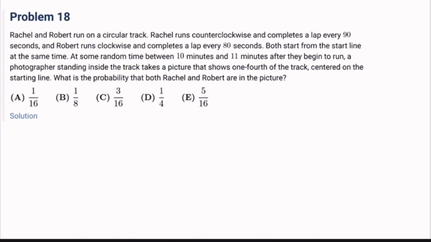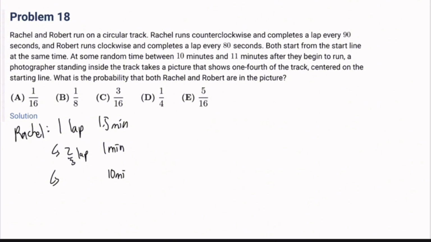Look at Rachel first. Rachel runs counterclockwise and she completes a lap every 90 seconds, right? So she does 1 lap in 1.5 minutes. This means she does 2/3 laps in 1 minute. And so for 10 minutes, she's going to do 20/3 laps. If we just pull out one track, since she starts at the middle, she starts right here and runs counterclockwise. She runs like that, and 20/3 laps is just going to be equal to 2/3 laps.